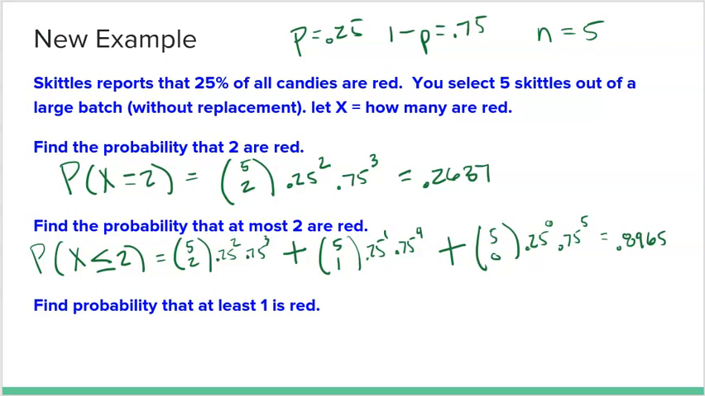Do you have to show the setup? Do you have to show the notation? Of course you do. On a free response, yes, you have to.